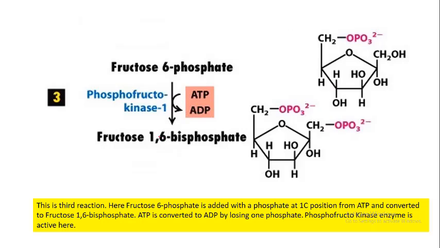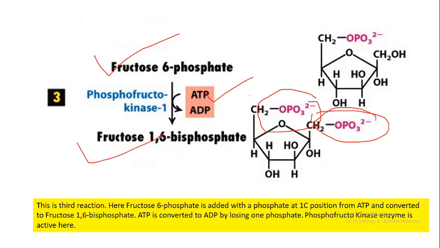In the third reaction, fructose 6-phosphate is added with a phosphate at carbon 1 position. This phosphate comes from ATP and it is converted to fructose 1,6-bisphosphate. ATP is converted to ADP by losing 1 phosphate. Phosphofructokinase enzyme is active here.